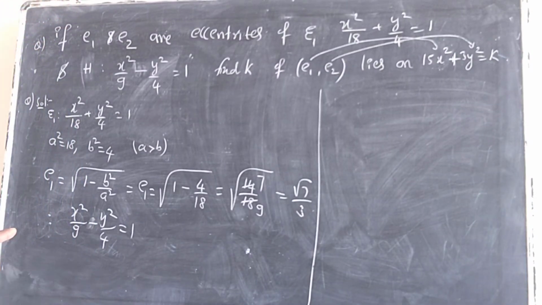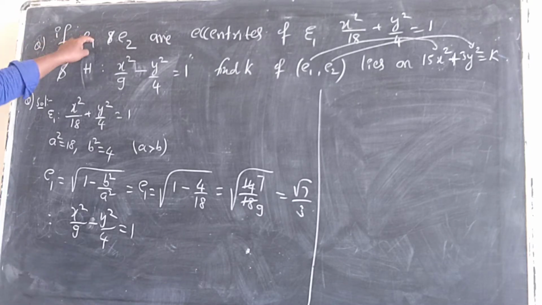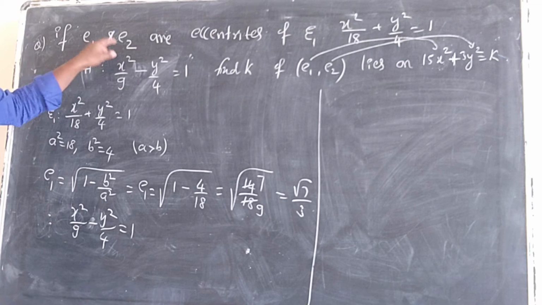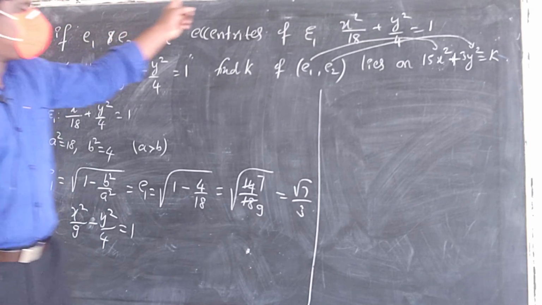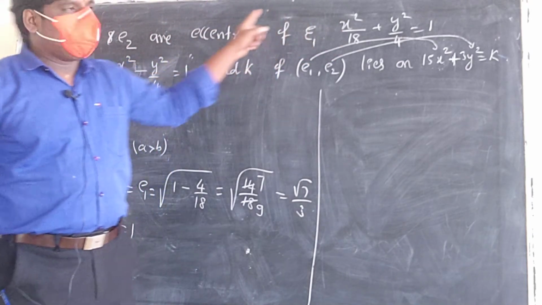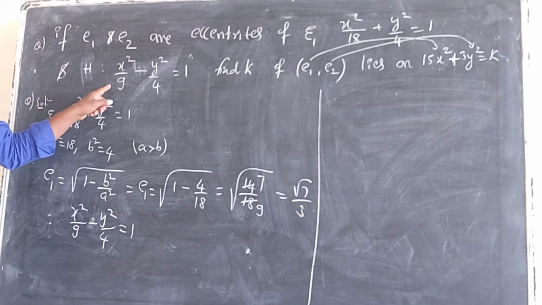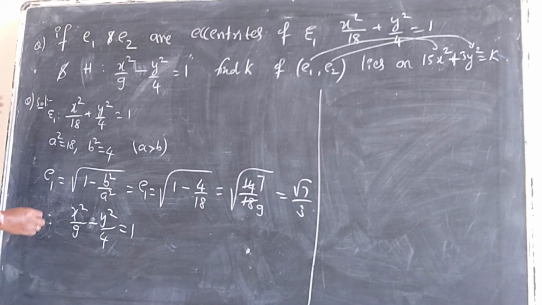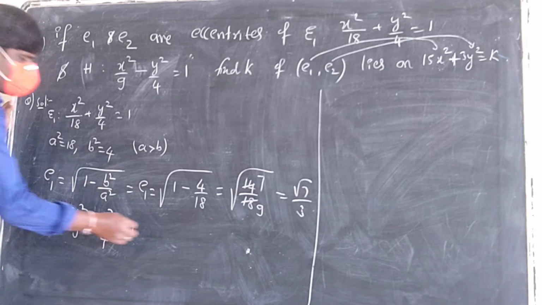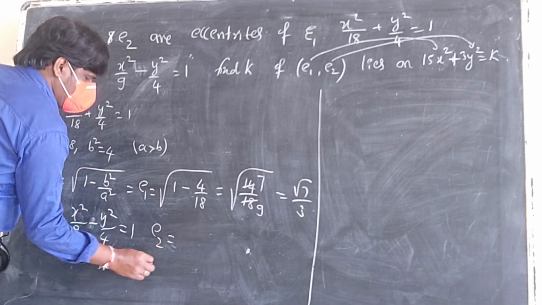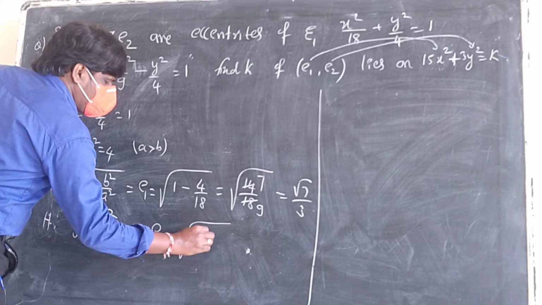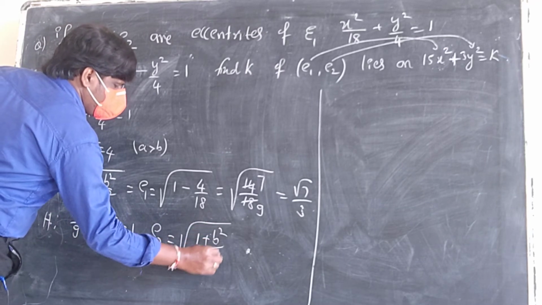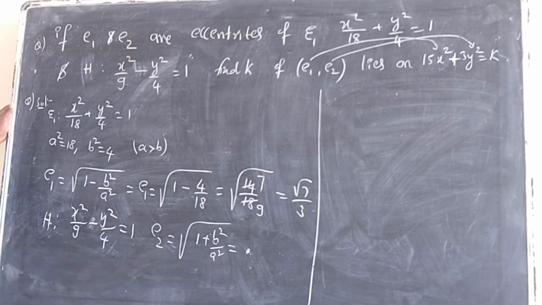According to this question, listen here. Ellipse 1, eccentricity 1 is the ellipse, eccentricity 2 is the hyperbola. So this is the hyperbola equation, minus is there. Then the formula from here is eccentricity 2 is equal to under root of 1 plus b square by a square. You will understand next week, I will explain. Monday I will finish this chapter.